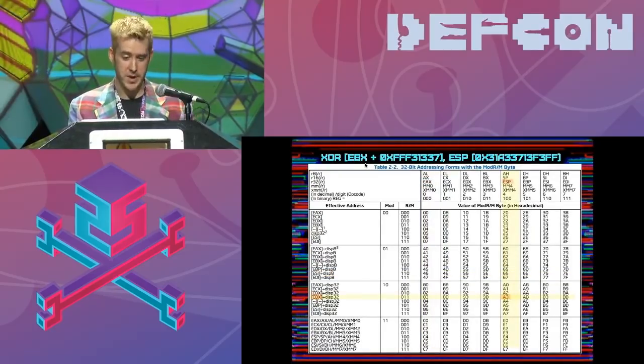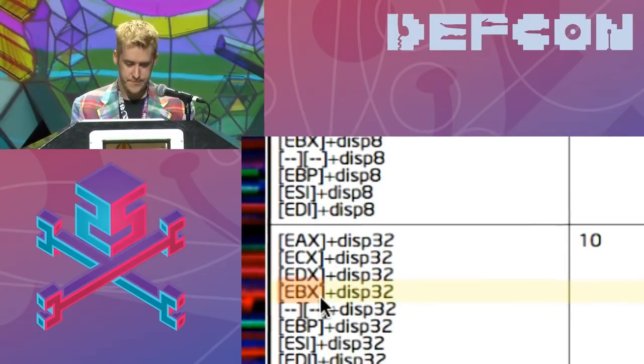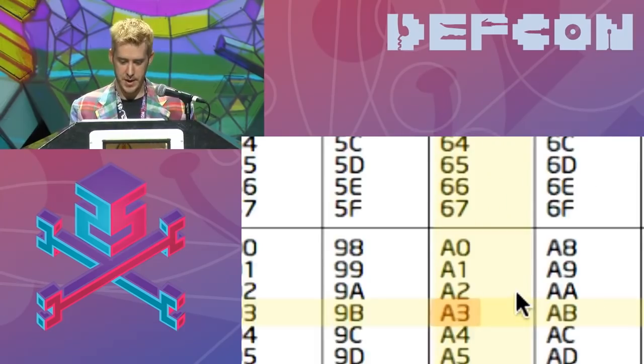And then get more complicated. This is kind of like the previous example, only we're doing a 32-bit displacement, not an 8-bit. I only included it because I wanted to show endianness. So first of all, there's the ESP part. That's easy. And then EBX plus a 32-bit displacement. It's our A3 right here.